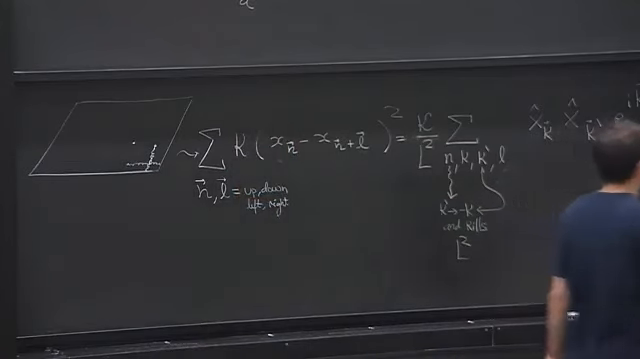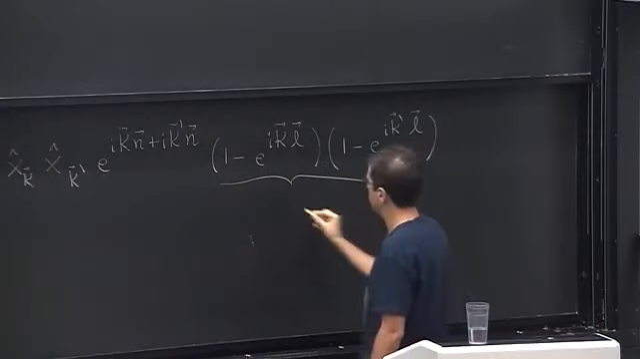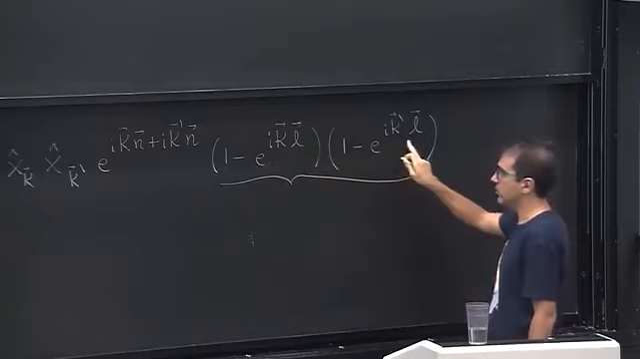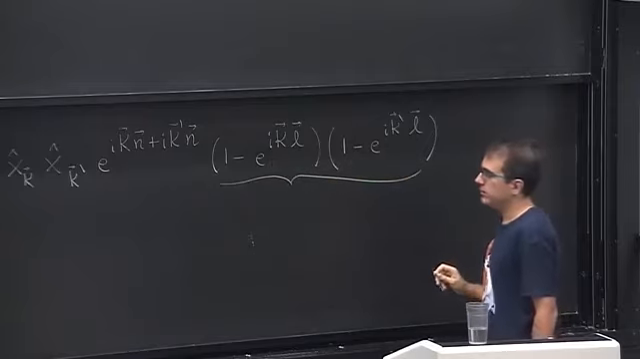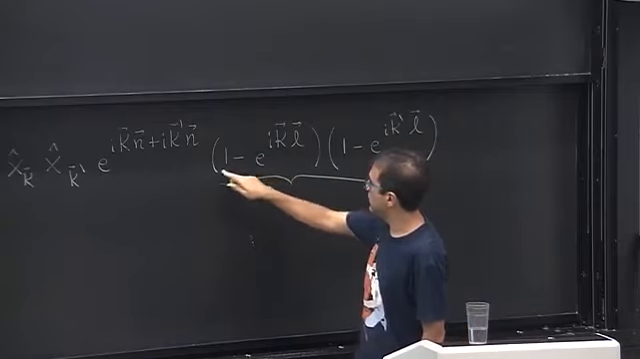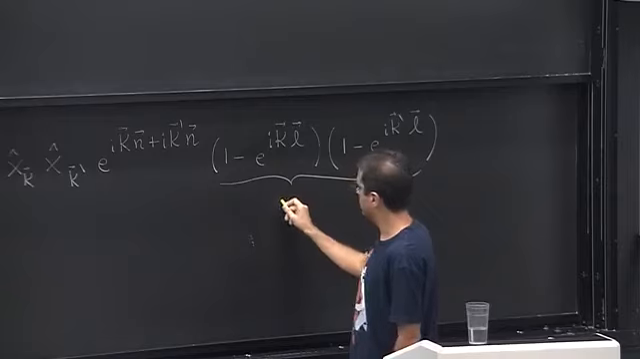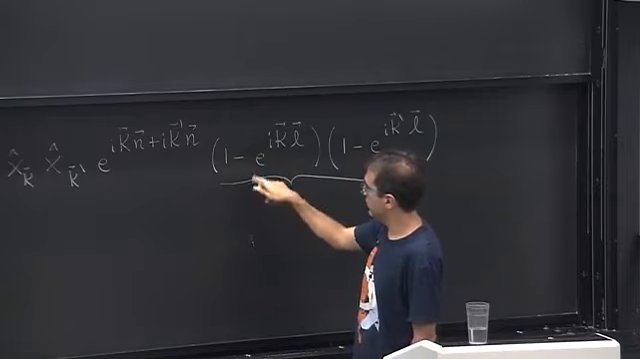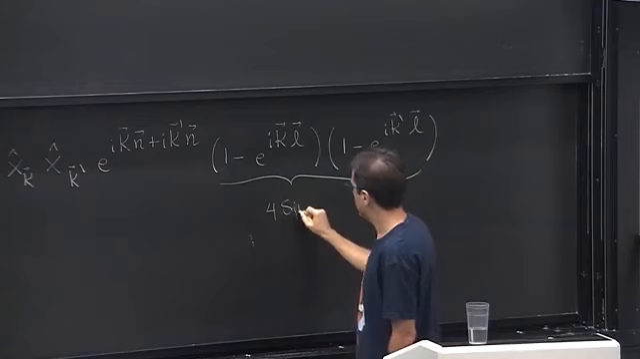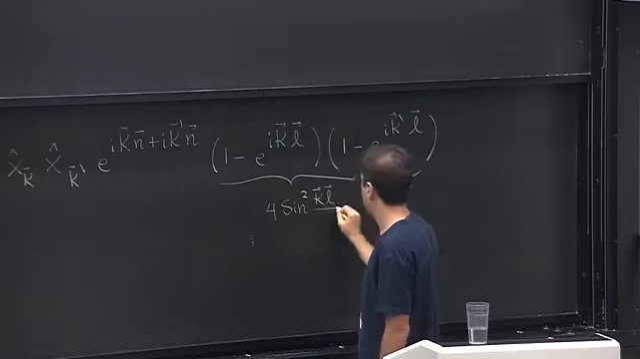Then when k prime is minus k, you see that this term is just a complex conjugate of this. Indeed, if you factor out e to the i k over 2, this is a sine, and this is also a sine, and they are the complex conjugate of each other, so it's real. And this is a sine, I need to divide and multiply by 2. So this becomes 4 sine square of k L over 2.